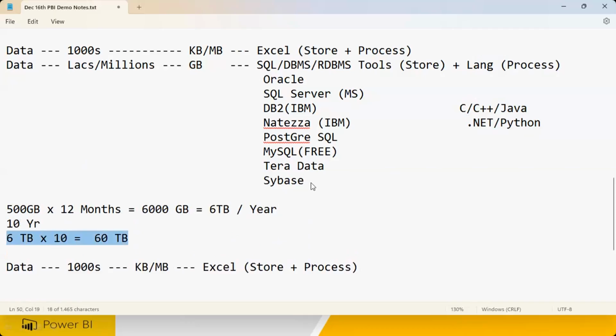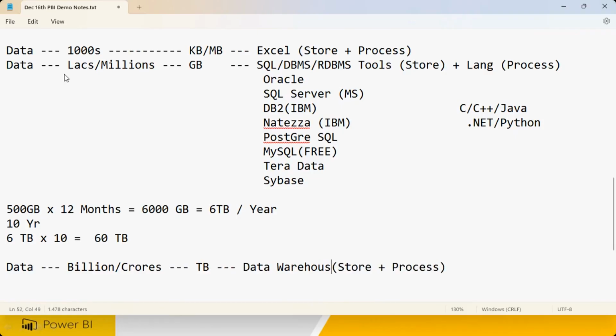So I'm going to be getting terabytes of data, lakhs and millions of records. It is billions of records, or what is called crores of data. So the size will be in terabytes. So how do you store the data? Here, I'm going to be using software called data warehouse tools only for storing the data.